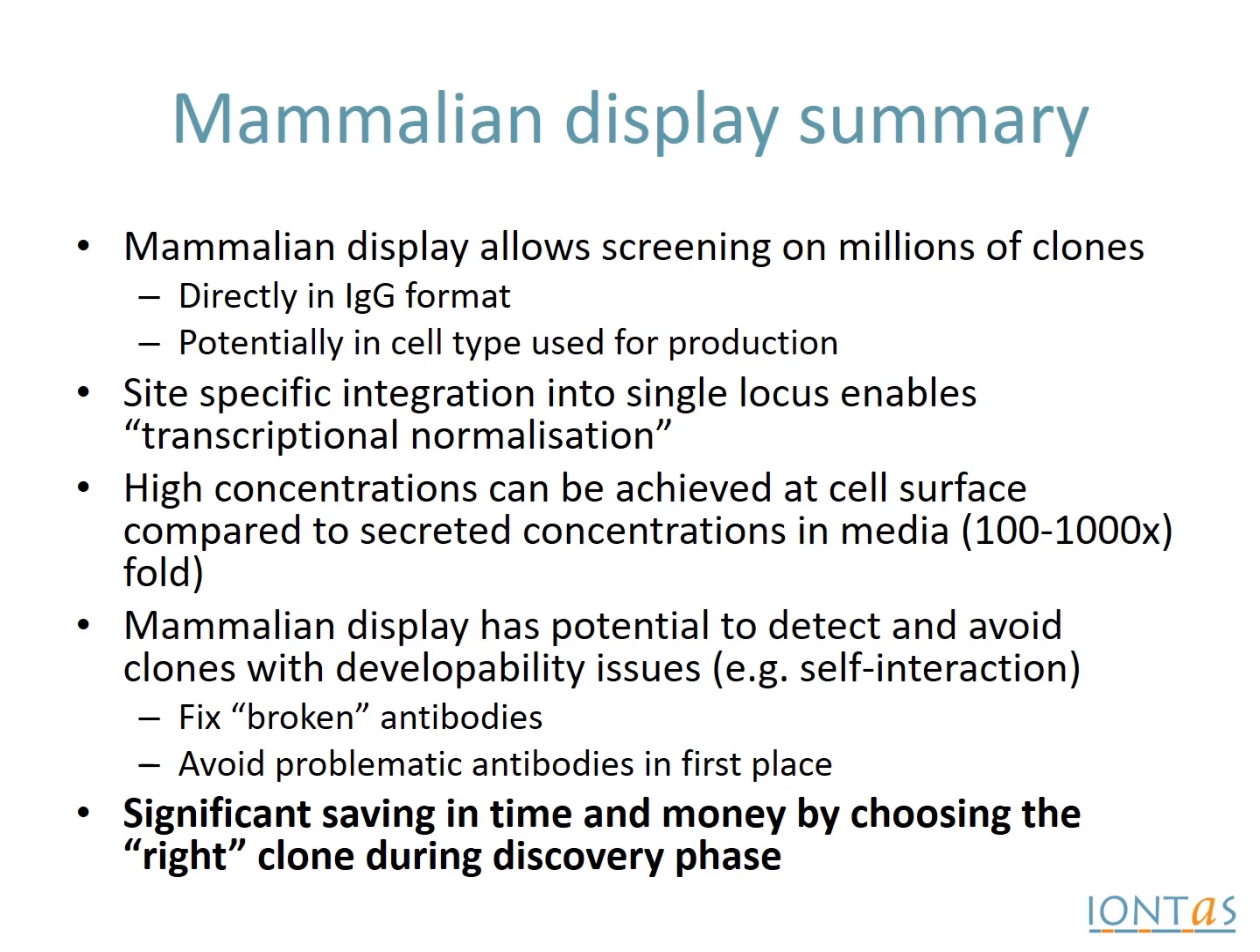Thus we believe the system has the potential to pick up some of these issues much earlier on, and potentially avoid clones like this with biophysical problems being selected for further development. And in addition, there is also the opportunity to take antibodies that have problems, create libraries from them, and basically select improved variants. So in other words, to fix broken antibodies, as it were, as we've shown in the examples here already.